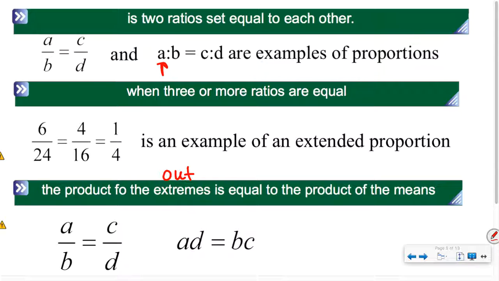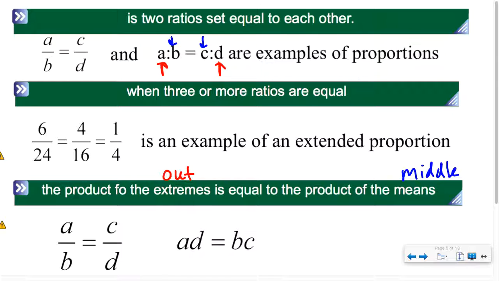A and D, they're on the outside. So those would be my extremes. My means will be in the middle. So up here with the colon, my means are B and C, because those two terms are right in the middle. But most of the time when we use our cross product property, we're doing it when they're set up as fractions. Extreme still means the ones on the outside.